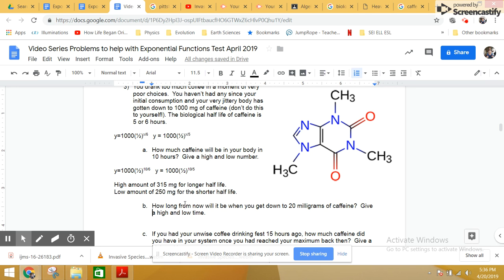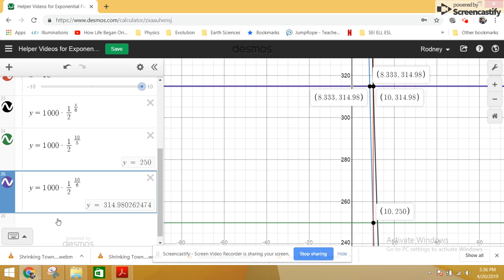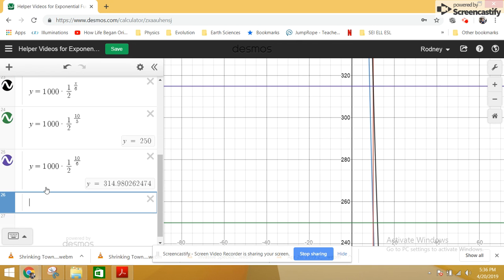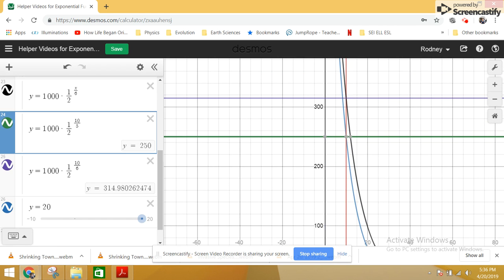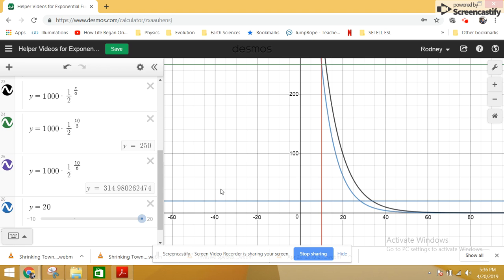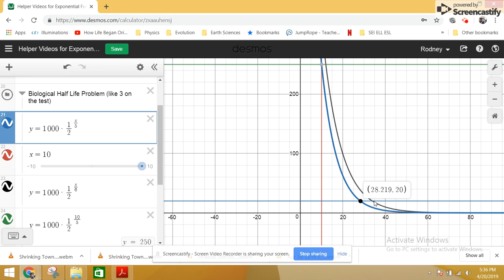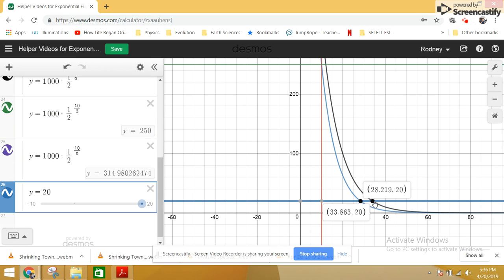So we're just going to go into our Desmos again, and we're going to create a horizontal function at Y equals 20 milligrams. This is Y equals 20 right here. And we're going to click on both the quicker departure and the slower departure. So if we're having caffeine leave our body quickly, then it's going to be 28.2 hours.